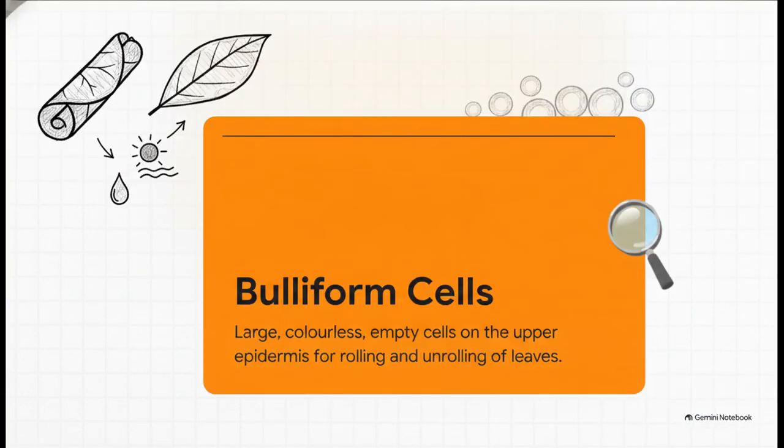Okay, now I want to introduce you to a truly fascinating, highly specialized feature, bulliform cells. You can think of these as microscopic motor cells. They are large, completely colorless, and honestly look almost empty. Attached to the upper epidermis, these cells have an incredible job. They literally control the rolling and unrolling of the leaf, depending on how much water is available.